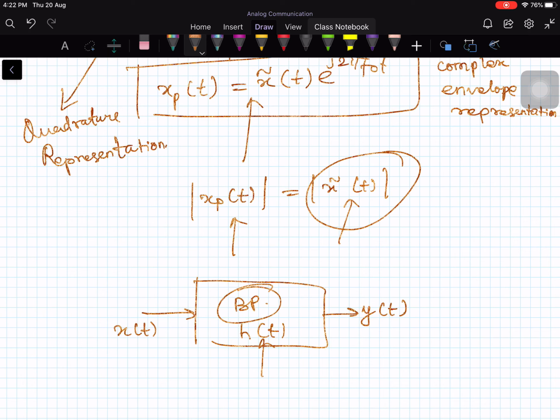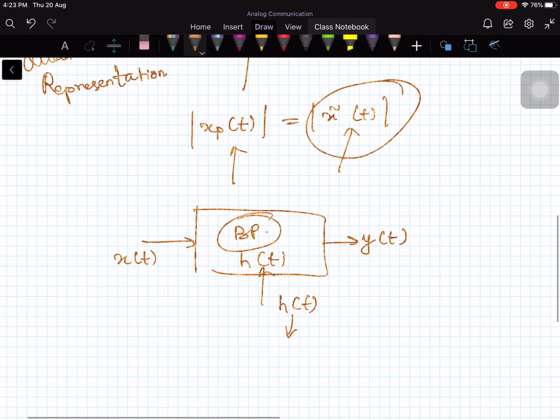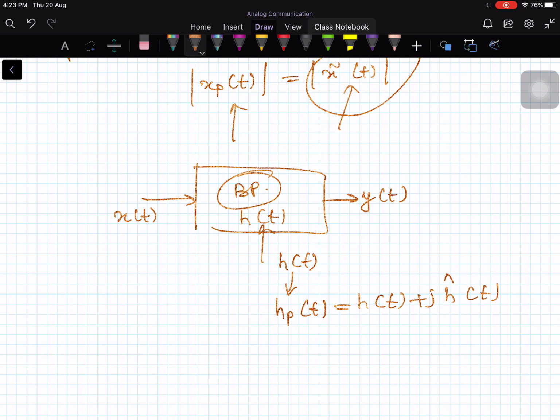We are talking about a bandpass system and its impulse response is h of t, that itself is bandpass in nature. Therefore, for h of t I can construct an analytic expression. Let me call it hp of t. hp of t is h of t plus j times Hilbert transform of h of t. Now I can think of this hp of t as some frequency translated version of its low pass signal, let's say h tilde of t times e to the j2 pi f naught t.